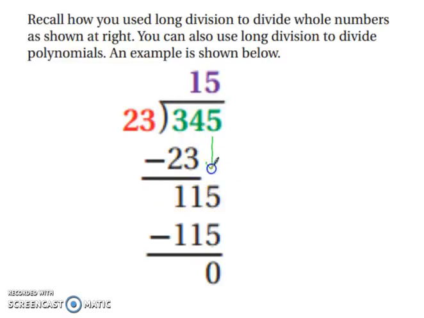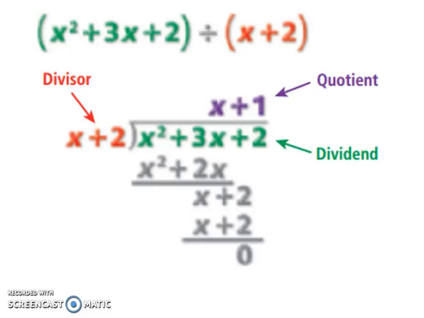We bring down the next number. So how many times does 23 go into 115? 5. 23 times 5 is 115, which leaves us with a remainder of 0. You can follow a similar pattern when dealing with polynomials. This is an excellent way to divide when your trinomial is not easily factorable.